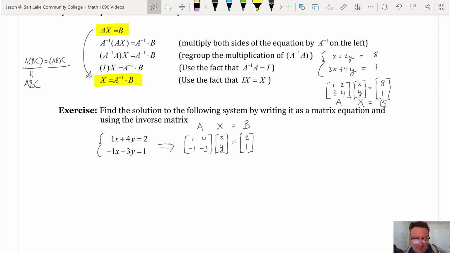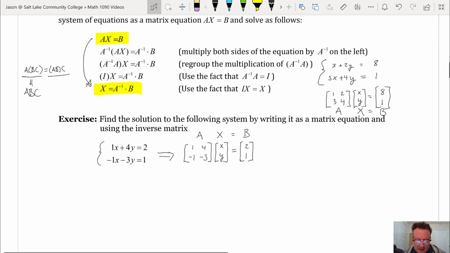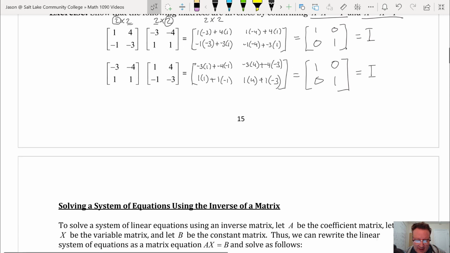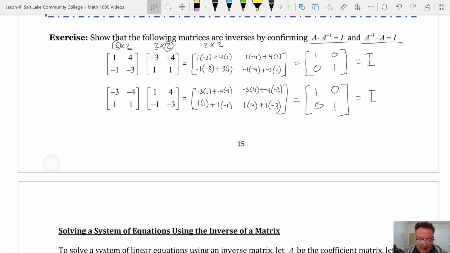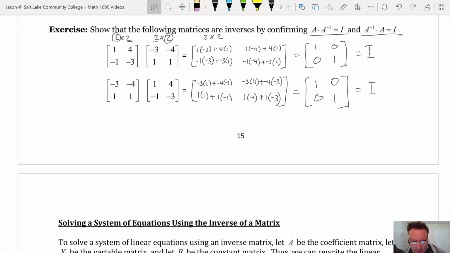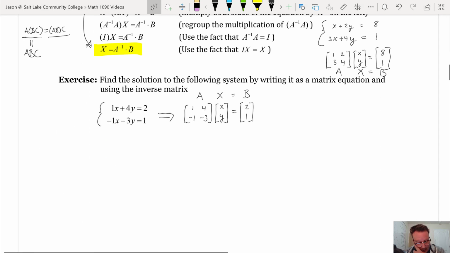Well, we haven't taught you how to compute the inverse of a matrix yet, but recall from the previous exercise that we did, this matrix here, 1, 4, -1, -3, is the matrix we're looking at, and its inverse, as we showed, is the matrix -3, -4, 1, 1. So remember that: -3, -4, 1, 1.